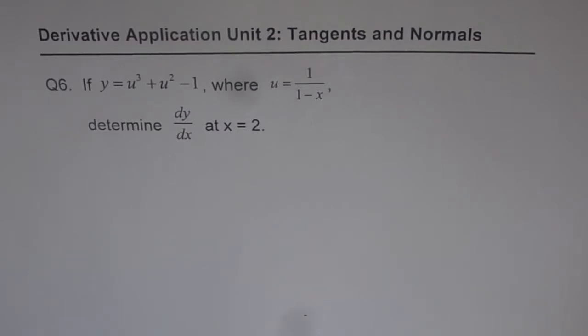Here's question number 6. If y equals u cubed plus u squared minus 1, where u equals 1 over 1 minus x, determine dy by dx at x equals 2.